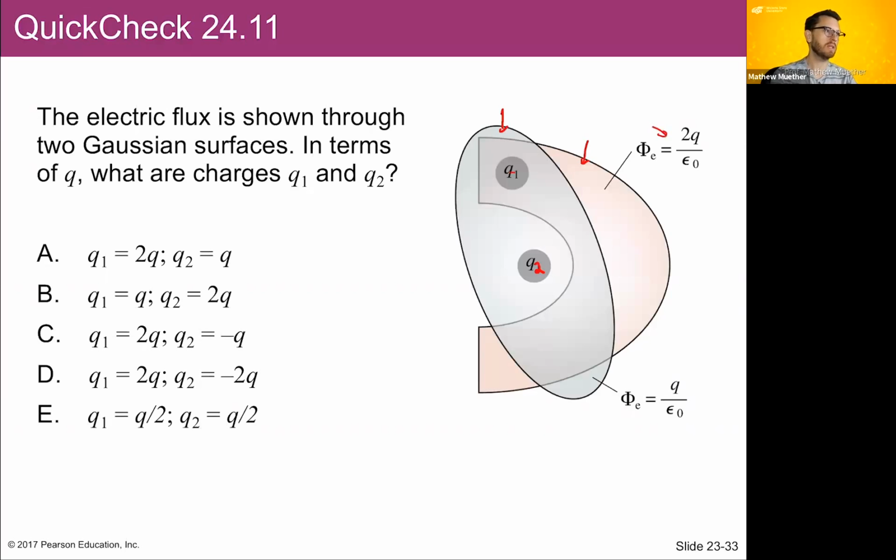Okay, let's see if you can calculate that. So I have those two Gaussian surfaces. I know the flux through each individual surface. Does that allow me to calculate what the charge on Q1 and Q2 are?